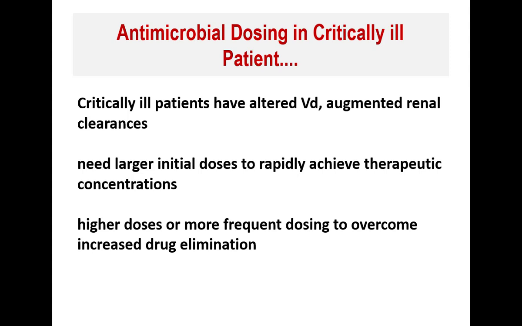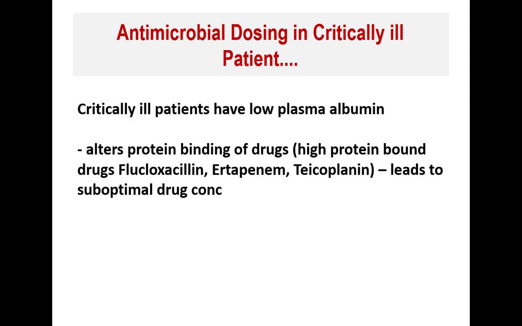To summarize, ladies and gentlemen, for antibiotic dosing, critically ill patients have an altered volume of distribution. We talked about the altered volume of distribution. And they also have augmented renal clearance, and because of these two factors, they need larger initial doses to rapidly achieve therapeutic concentrations, and higher doses or more frequent dosing to overcome increased drug elimination.